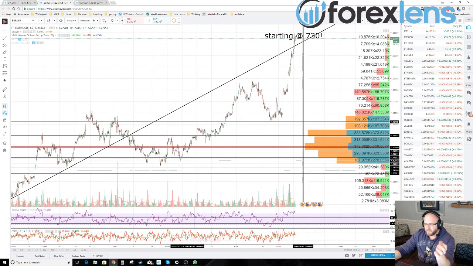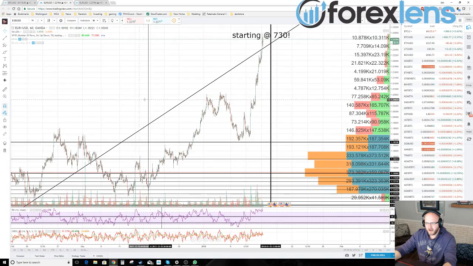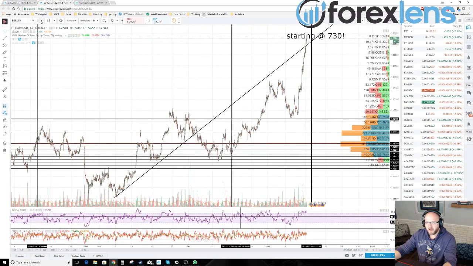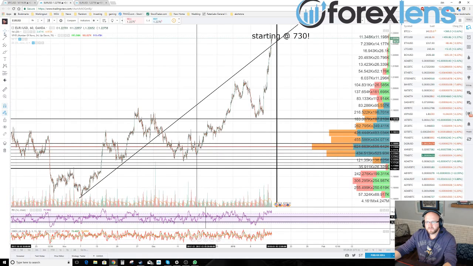So really, a parabolic move is an advance, an uptrend in which the angle increases as it moves up. Okay, so let's look at that for a second. We can actually use an angle. Let's just say that this is our trend angle here.